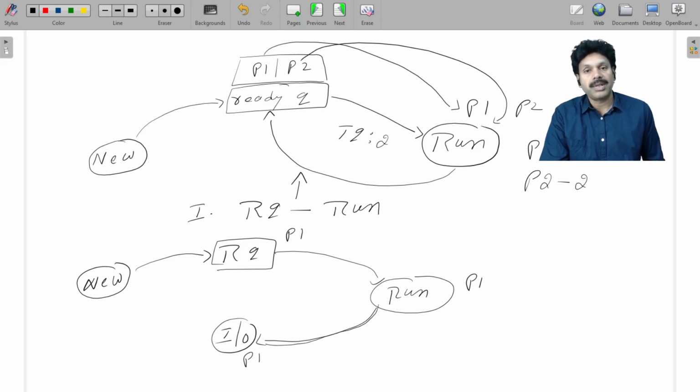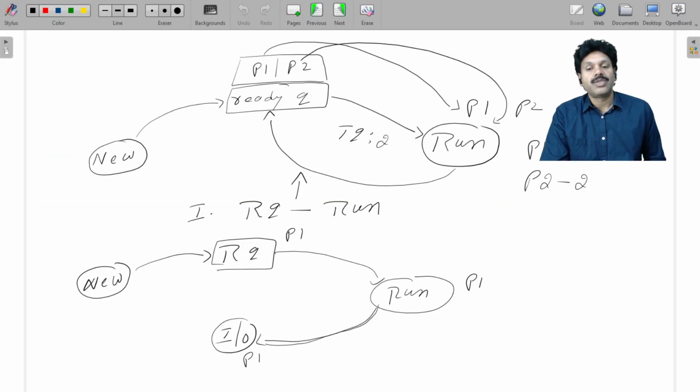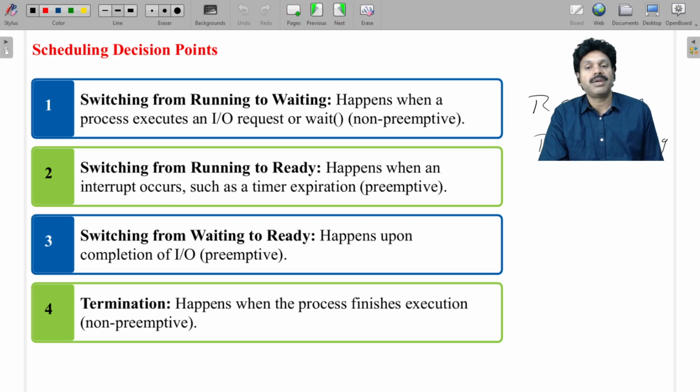Once IO is completed, please look at that is the second point. So you're moving from where to where? First ready queue to run state. Then after that you're moving from run state to waiting state. And another one is there. What is another one? When IO is completed, then the state changes to ready queue. That means you're going from waiting state to ready queue. That is the meaning of that. Waiting state to ready queue.